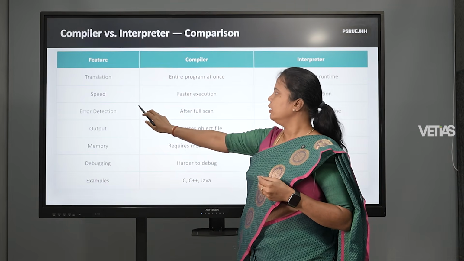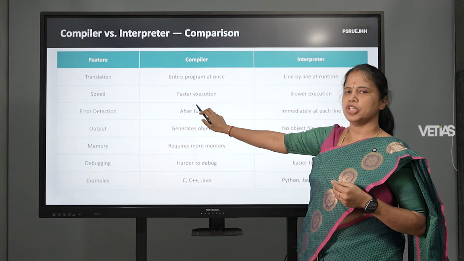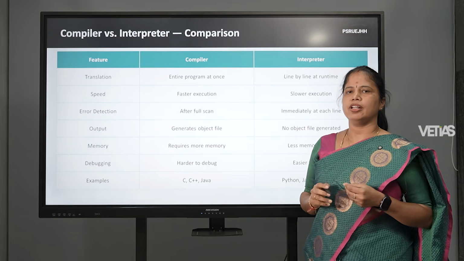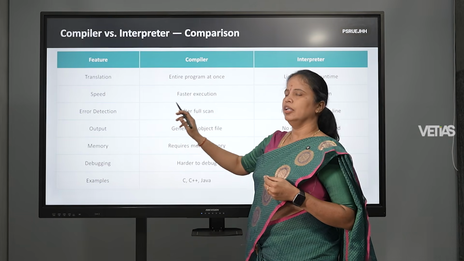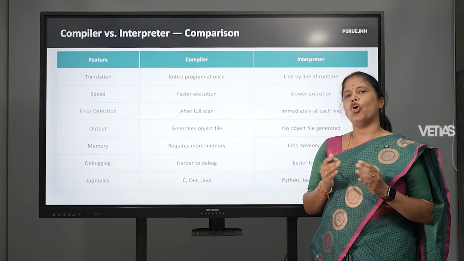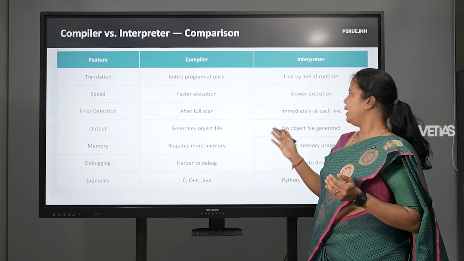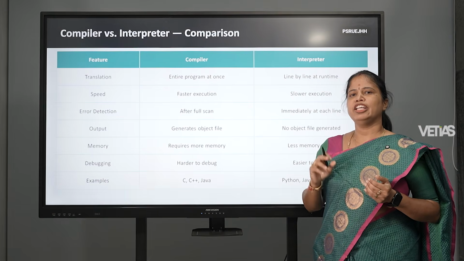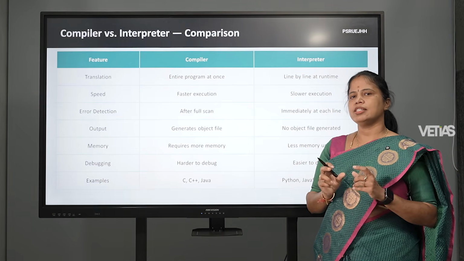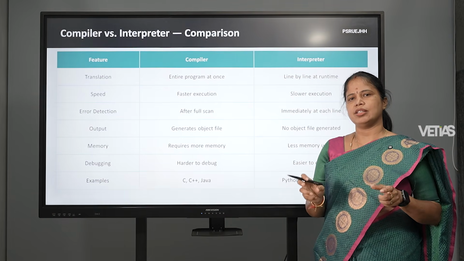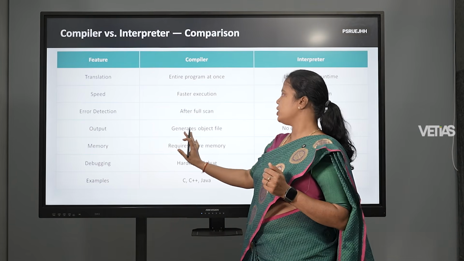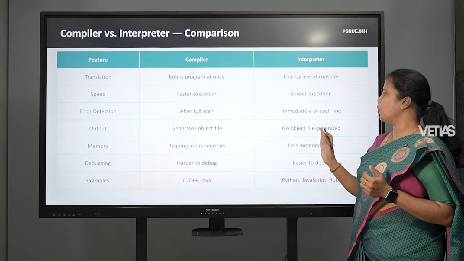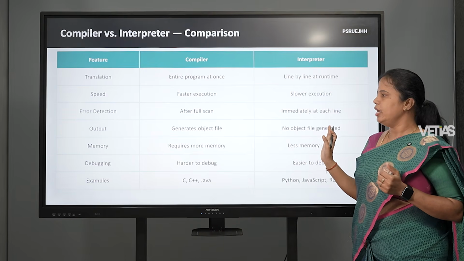For speed, you have faster execution in a compiler, whereas the interpreter is quite slow compared with the compiler. For error detection, the compiler uses the full scan method, where the whole program is scanned for errors, whereas the interpreter gives you the line by line result. Once a line is executed, if there is some error, it immediately switches to the error page. For output, the compiler generates an object file. As we discussed, you don't have any object file in the interpreter.